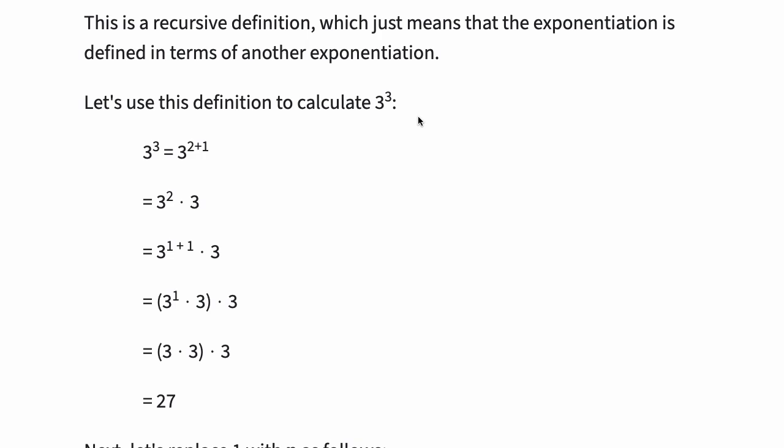Let's use this definition to calculate 3 cubed. 3 cubed is equal to 3 to the 2 plus 1, which is equal to 3 squared times 3, which is equal to 3 to the 1 plus 1 times 3. And this is equal to 3 to the first times 3 times 3. 3 to the first is 3, so this is equal to 3 times 3 times 3, which is 27.